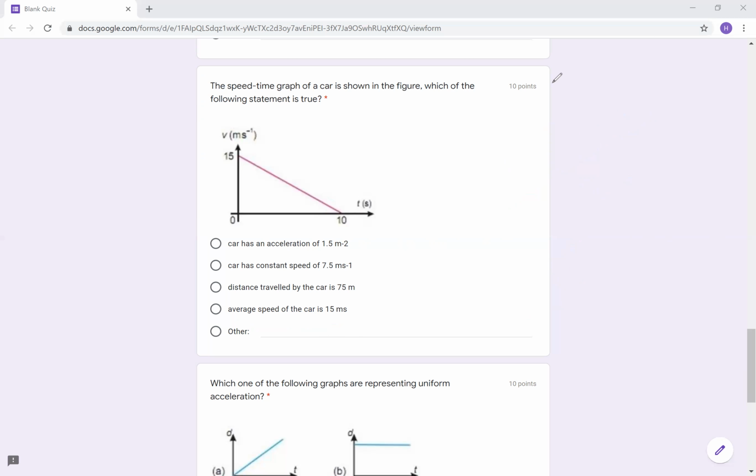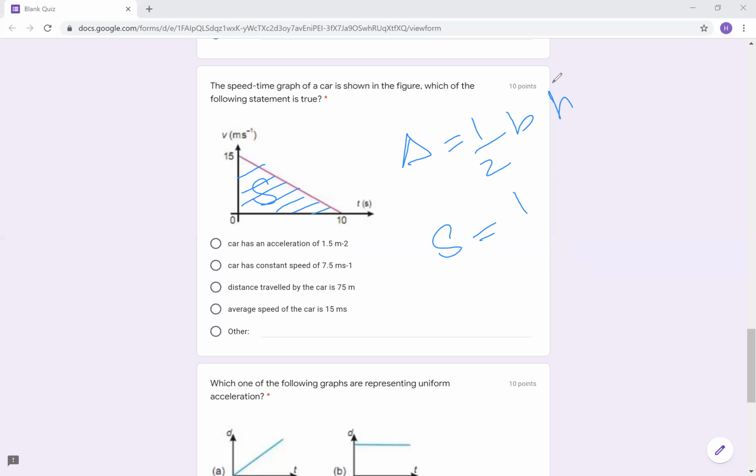By the help of formula. As you can see, this is a triangle, and the area under the line in the velocity time graph is basically represented by displacement. So S is over here, and it is a shape of a triangle, and area of a triangle is equal to half into base into height.